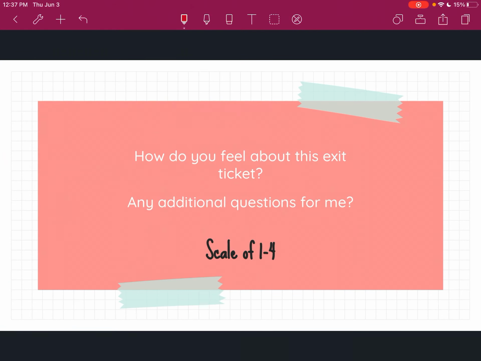All right, how do you feel about this exit ticket? Do you have any additional questions for me? Rate yourself on a scale of 1 to 4.